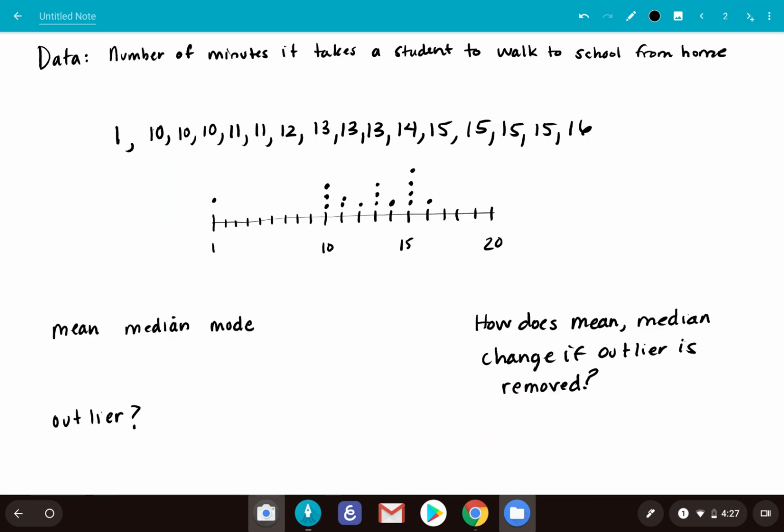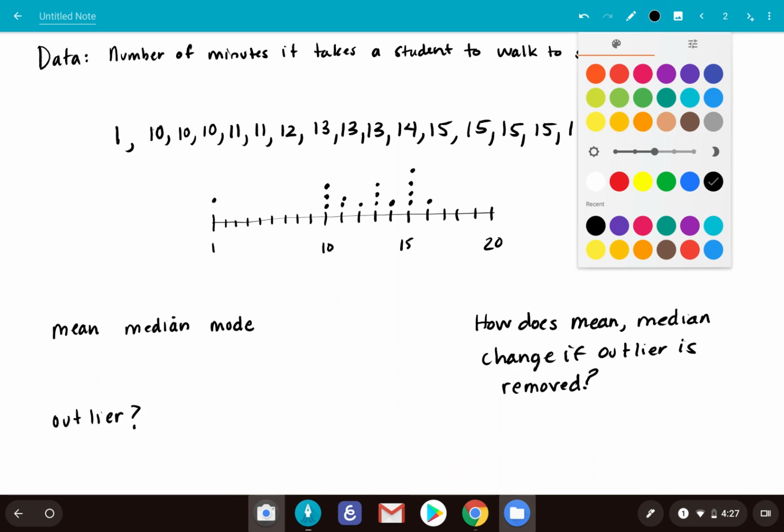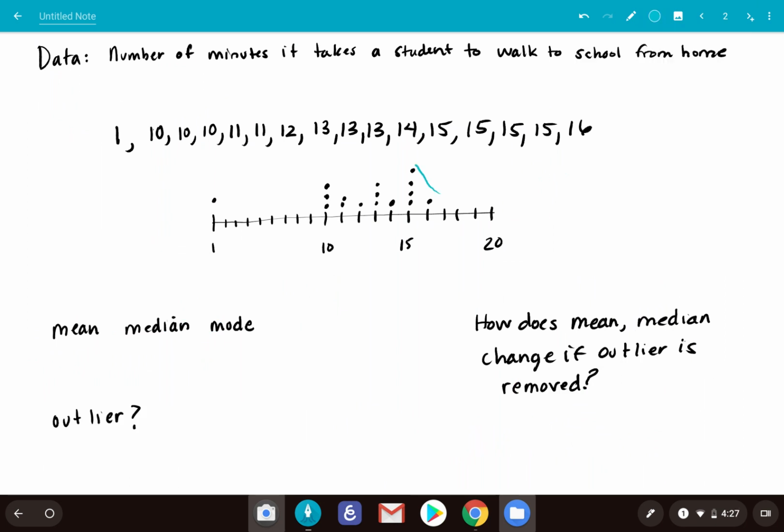Okay, so then let's look at another data set. Here we've got the number of minutes it takes a student to walk to school from home. And I plotted the number of minutes on a number line and made a dot plot. And if you look at your data, you see you have most of your students taking from 10 to 15 minutes. And then you have one random student that probably lives next door to the campus that's only 1 minute away.